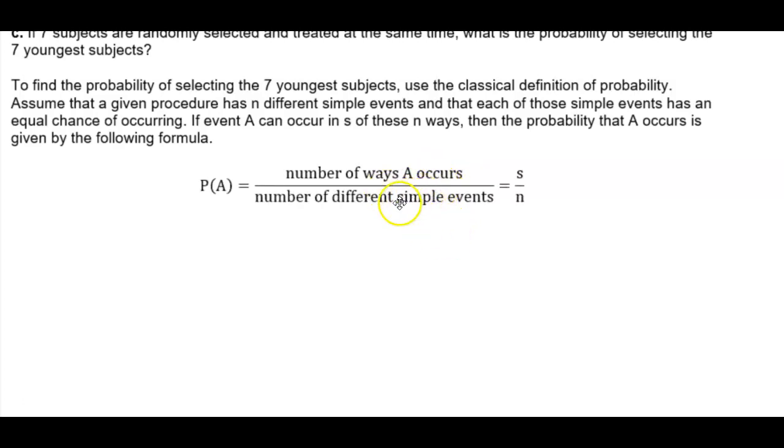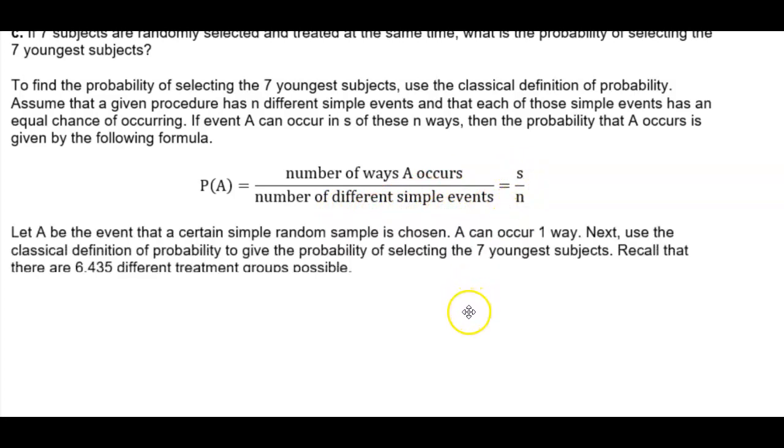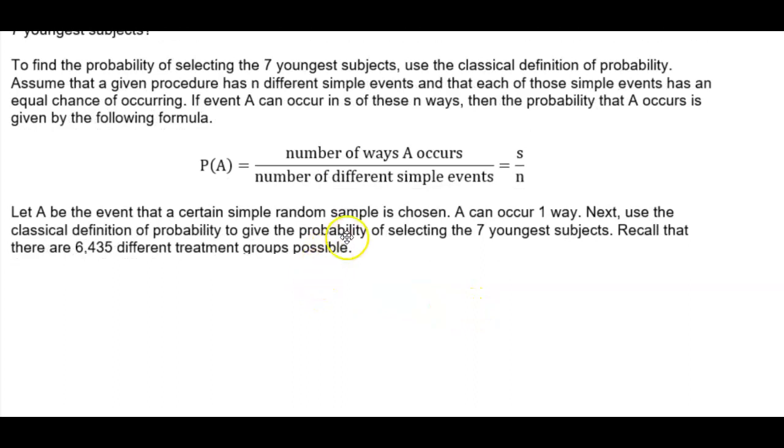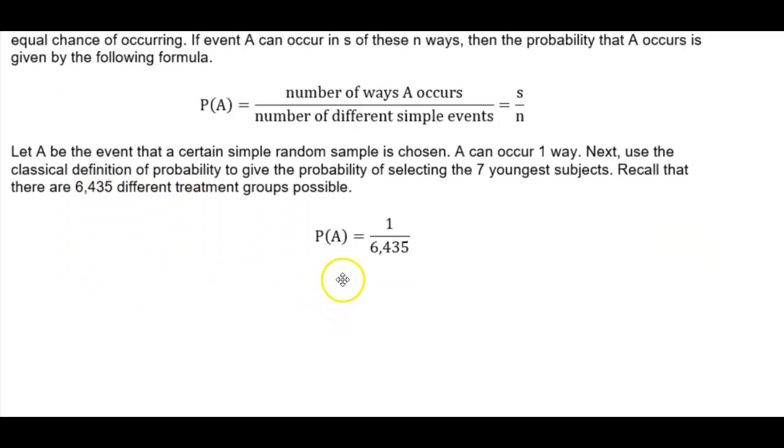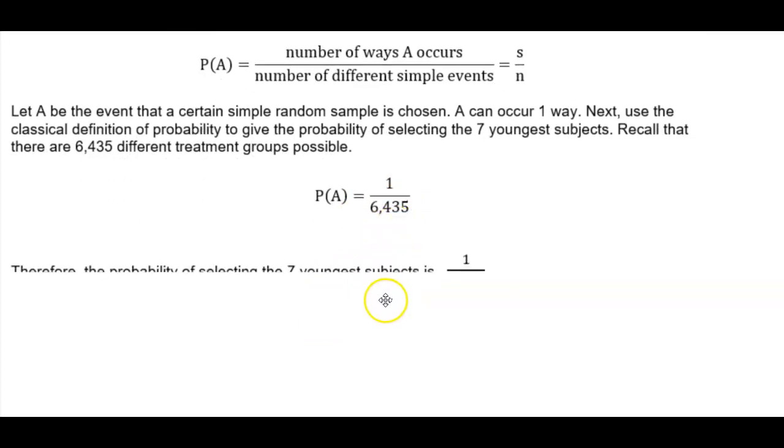The number of ways A occurs divided by the number of different simple events is s over n. Now we're going to let A be the event that a certain simple random sample is chosen. A can occur one way. Next, use the classical definition of probability to give the probability of selecting the 7 youngest subjects. Recall that there are 6,435 different treatment groups possible. So the probability of A is equal to 1 over 6,435. So therefore, the probability of selecting the 7 youngest subjects is 1 over 6,435.